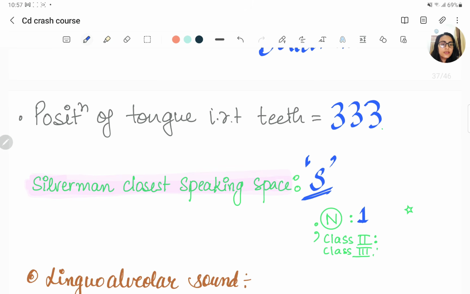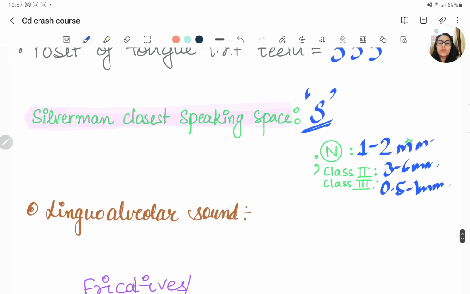Normally the Silverman closest speaking space is 1 to 2 millimeter. In a class 2 individual, this space is more, 3 to 6 millimeter. And for class 3, it is less because the mandible is prognathic. So there is less space in class 3, 0.5 to 1 millimeter.